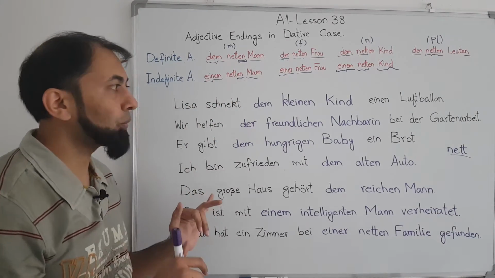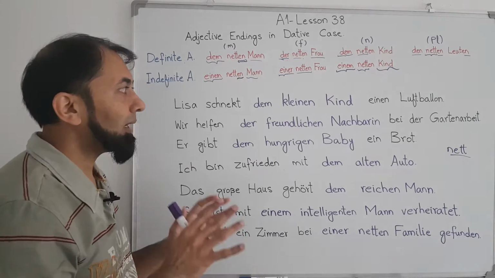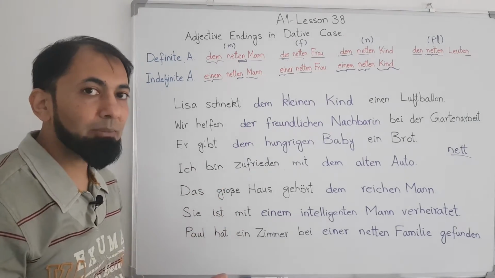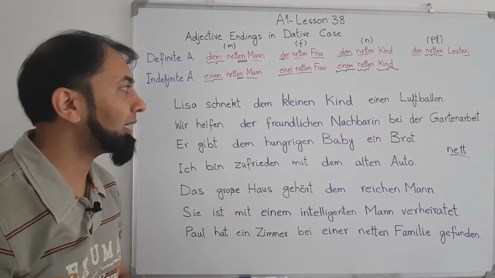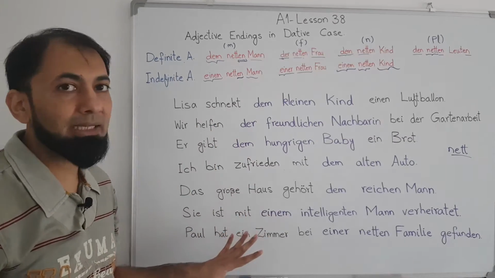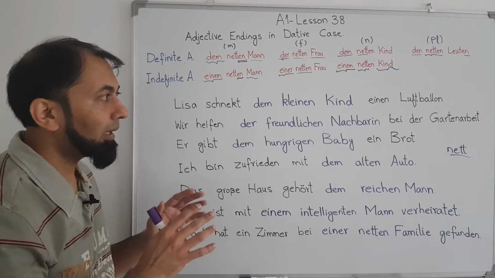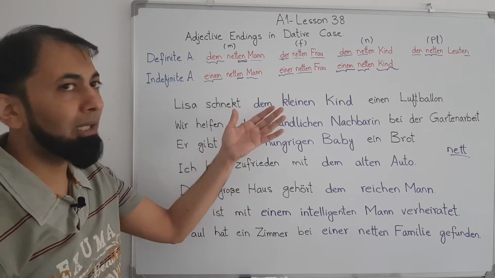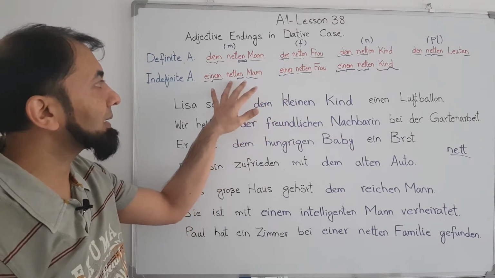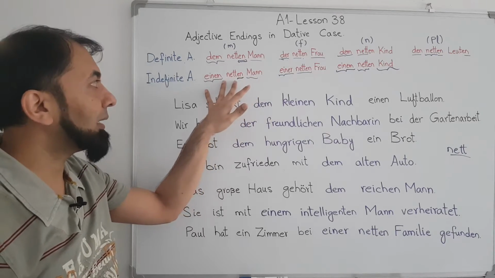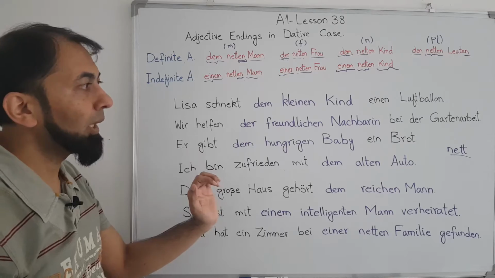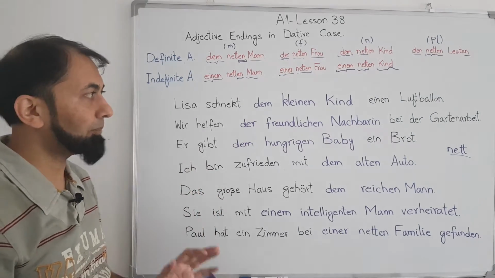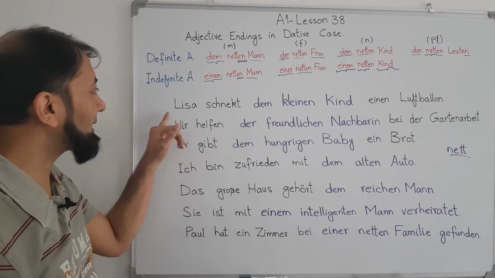So let's go through the examples, and we will revise a lot of the concepts that we have already learned regarding dative, accusative and even nominative, because I have designed the examples in such a way that it will not only give us an opportunity to practice what we are learning right now, the adjective ending in the dative case, but also what we have already learned in the previous lesson. So let's start with the first example.